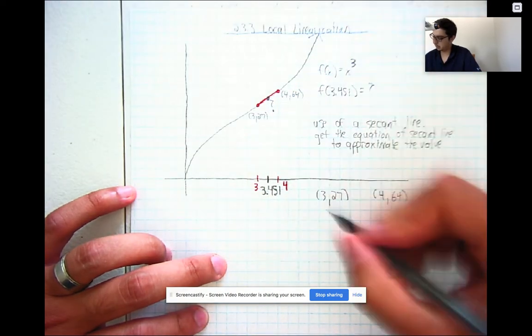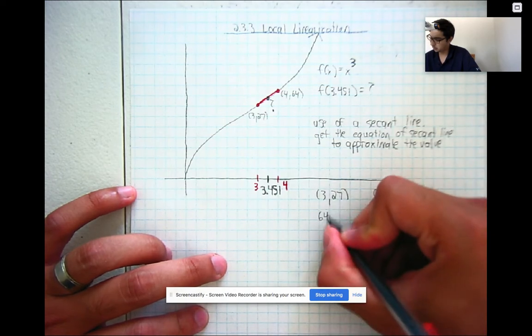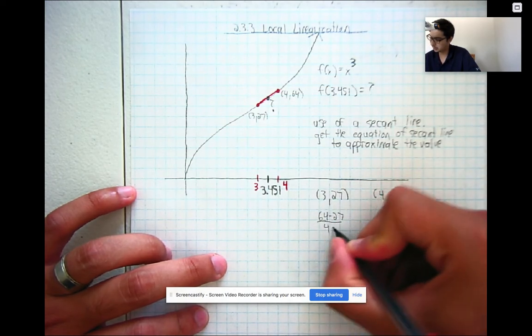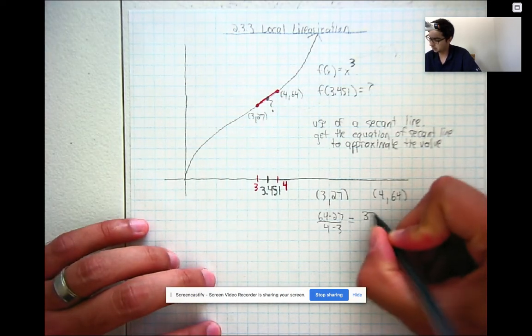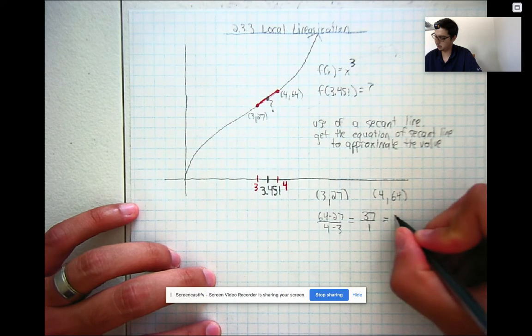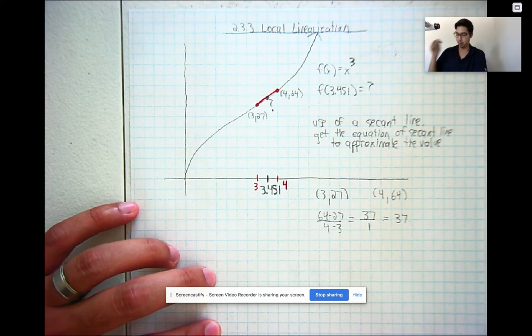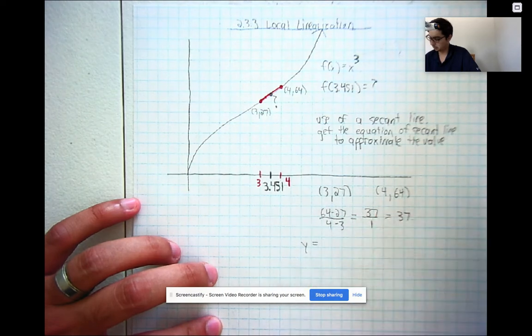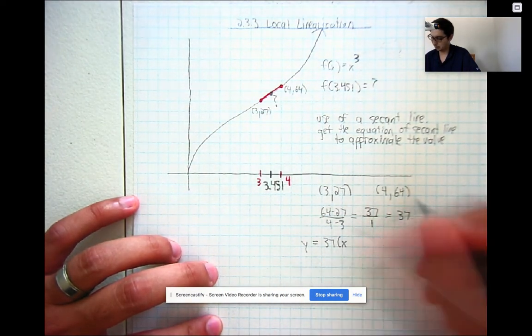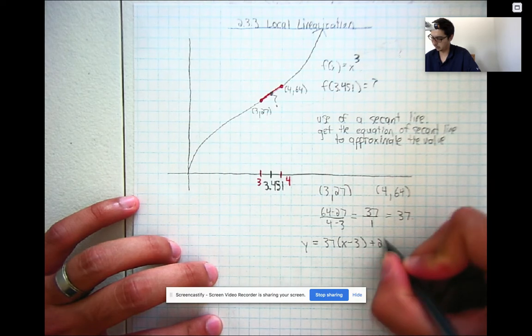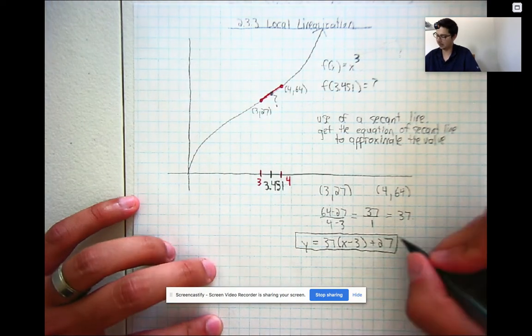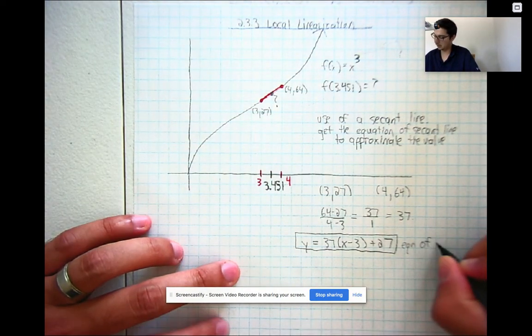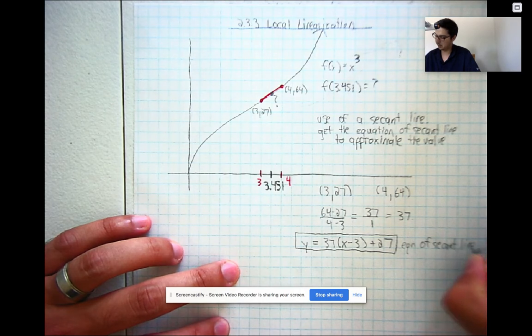So if we find the slope between those 2 points, that'd be 64 minus 27 over 4 minus 3. 64 minus 27, well, 64 minus 30 is 34, and add the 3 back, that's 37 over 1. So the slope between those 2 points is 37. And remember, with point slope form, we can write y is equal to the slope, and then just pick a point, which we'll do, x minus 3 plus 27. So that's the equation of the secant line from 3.